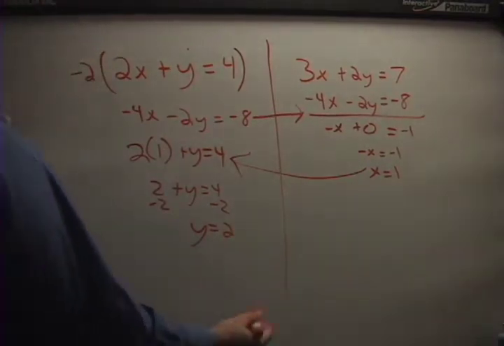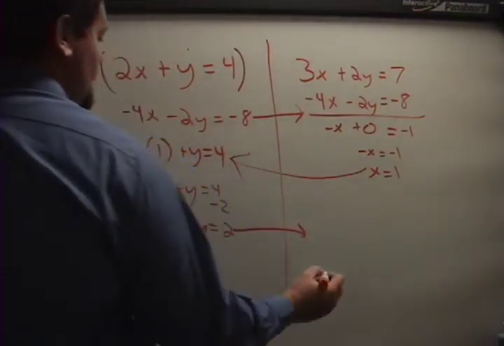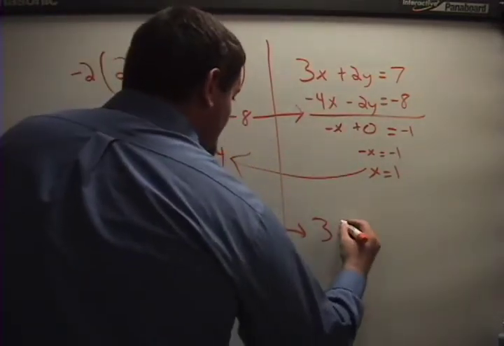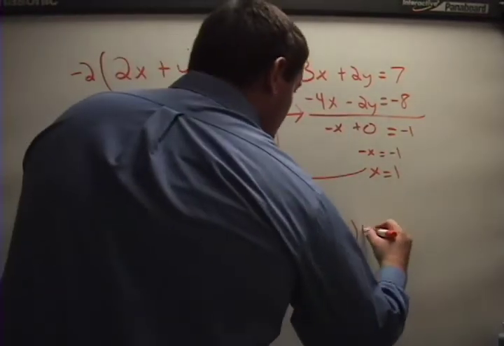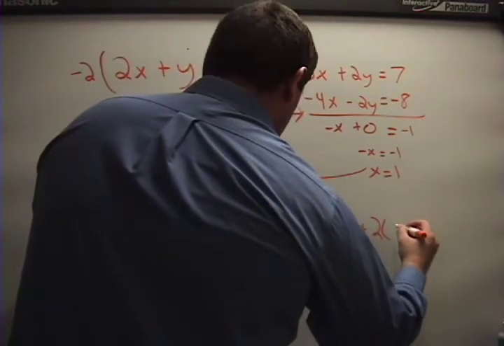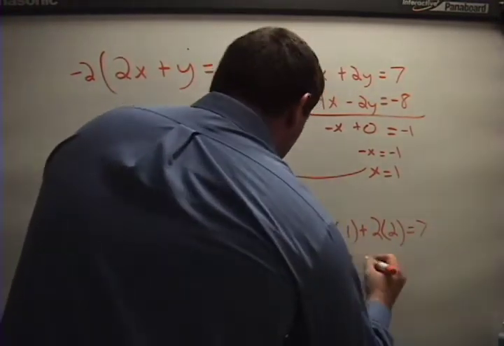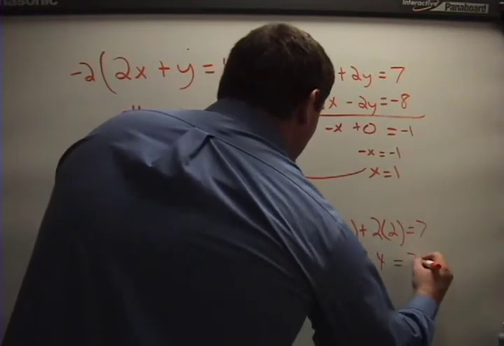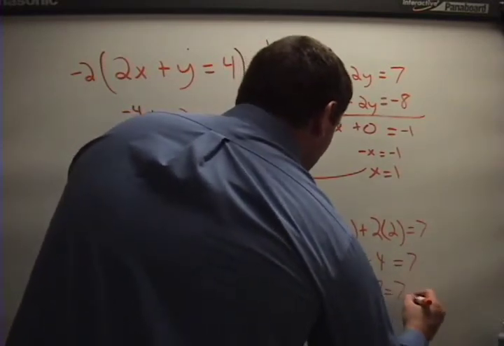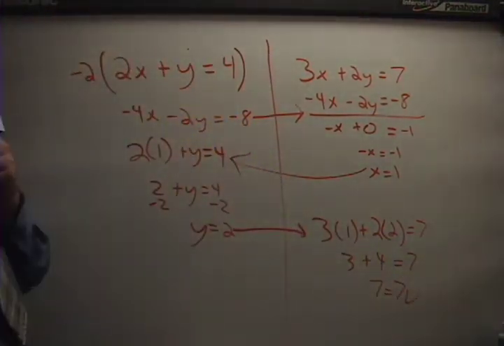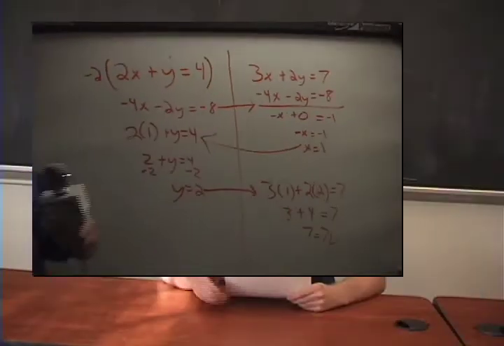But you're not done yet. Now you got to bring this over here, and you have to check it. And you plug it back into the original equation over here. So we have 3 times 1 plus 2 times 2 is equal to 7. So we get 3 plus 4 is equal to 7. 7 is equal to 7. And it checks. So you put a nice little check mark there. And now I'm going to say back to you, Buck.